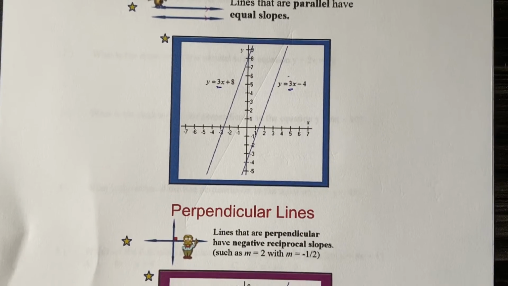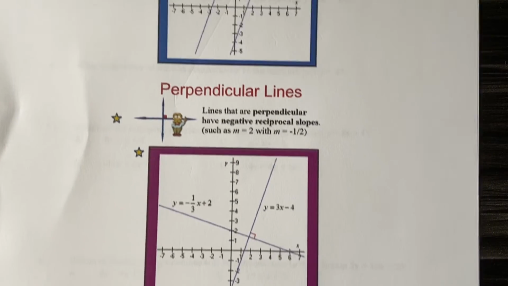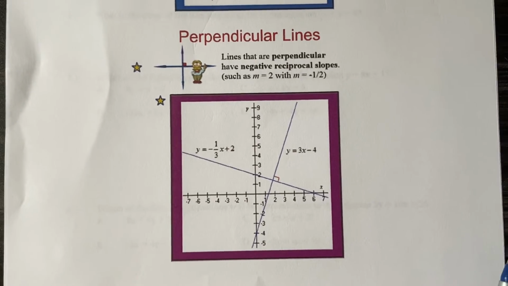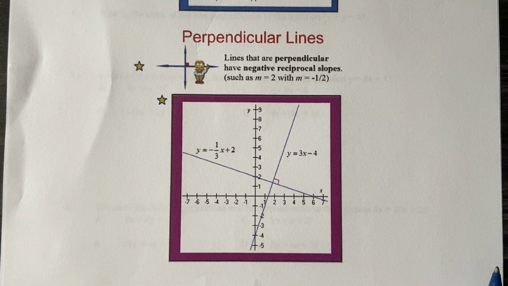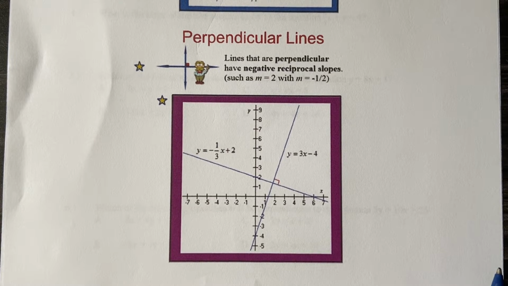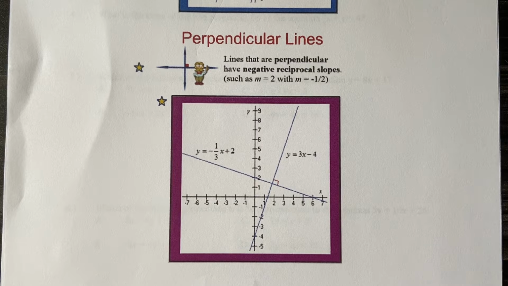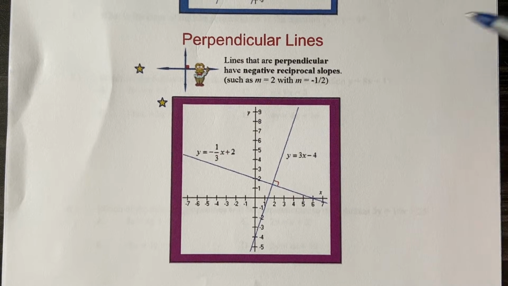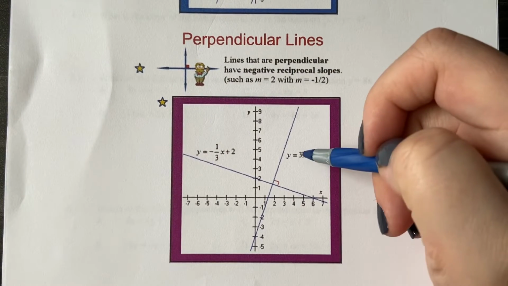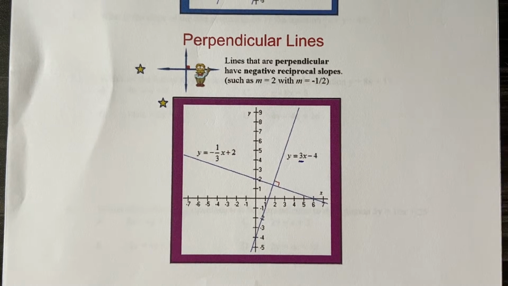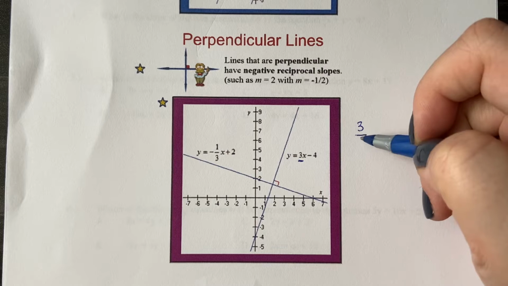Then if we go to perpendicular lines down here at the bottom, this might be something that's new to you that you haven't seen yet. Perpendicular lines are lines that have what's called negative reciprocal slopes. Just so you know what a negative reciprocal slope is, if you look at 3, and you were to write 3 as a fraction, you would put it over 1, right?